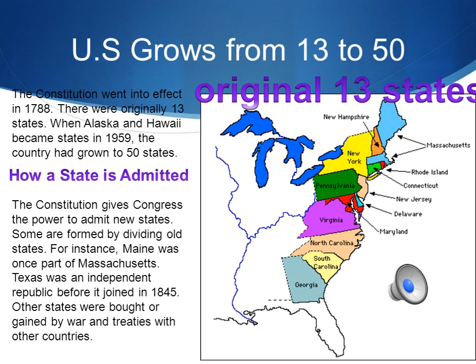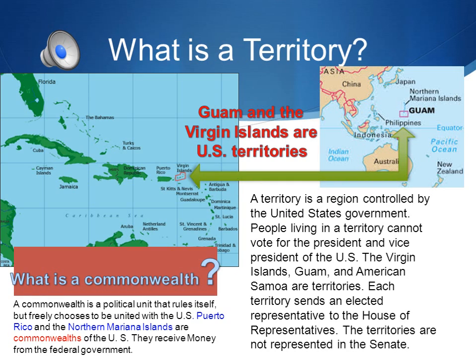And what else? Texas was an independent republic before it joined the country in 1845. And then some states were formed from territory the United States bought or that the U.S. won in wars. We're going to go in and explain what a territory is. So what is a territory?